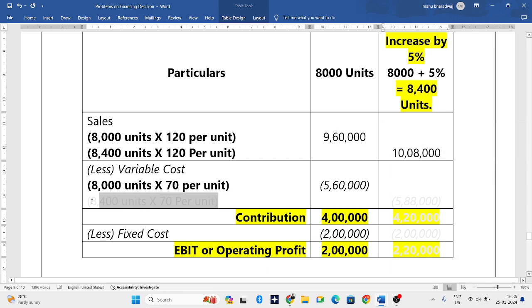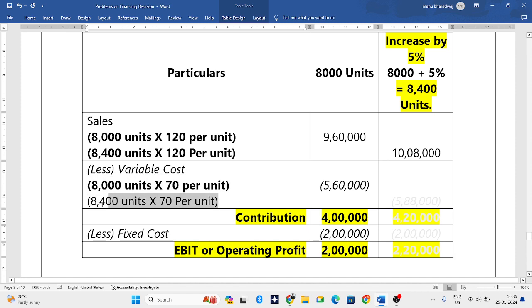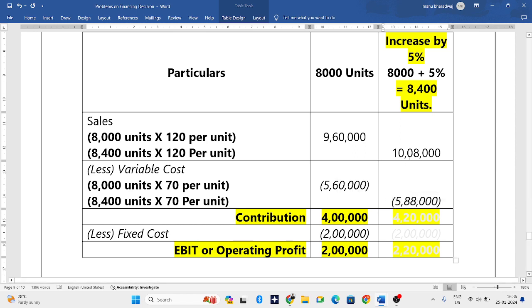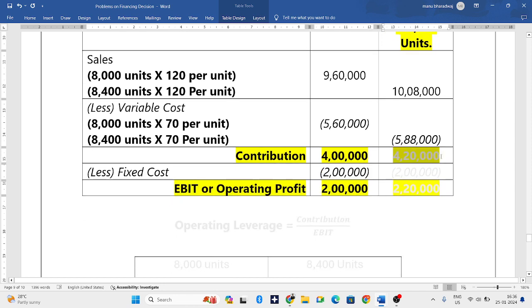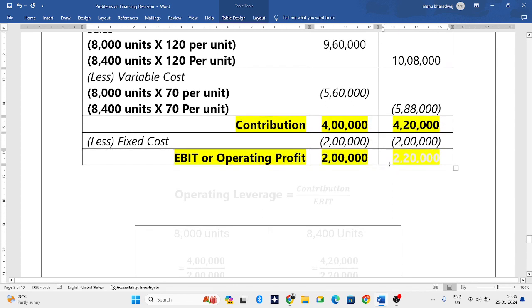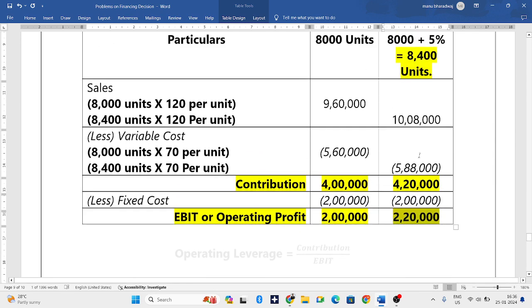Next, variable cost is 70 per unit. So 8,400 units into 70 per unit gives us 5 lakh 88,000. If you subtract 5 lakh 88,000 from 10 lakh 8,000, we will get 4,20,000. From that, we subtract the fixed cost of 2 lakh rupees, and we get 2,20,000 rupees.